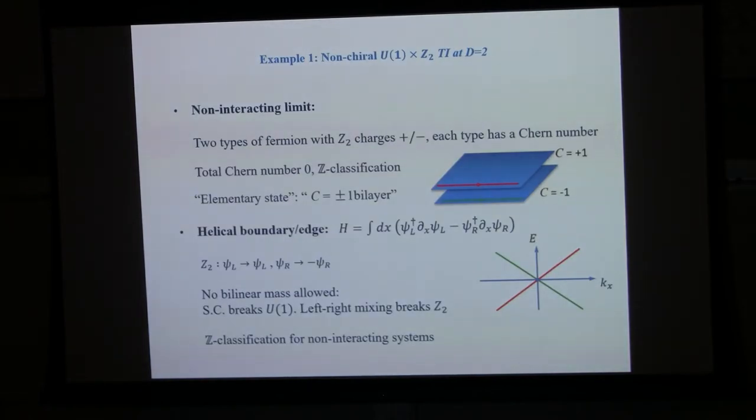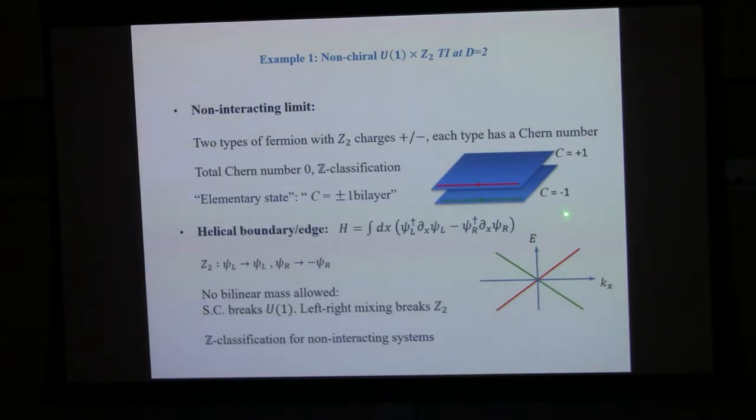So let's look at a total two-dimensional topological insulator, where capital D is two. So it's a U1 cross Z2 topological insulator, which means that I have two layers of a Chern insulator. One layer has a Chern number equal to one. The other layer has a Chern number equal to minus one. And then there's a Z2 symmetry. The first layer, with Chern number equal to one, carries a Z2 charge equal to zero.